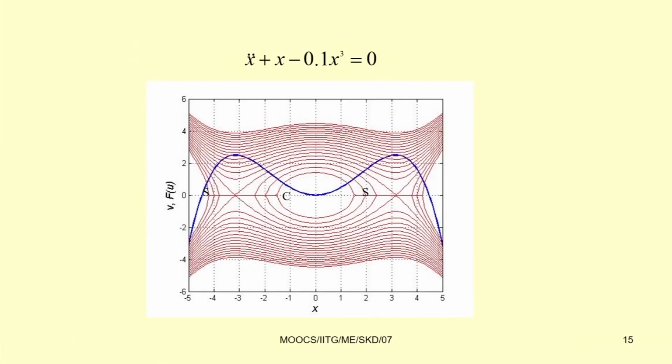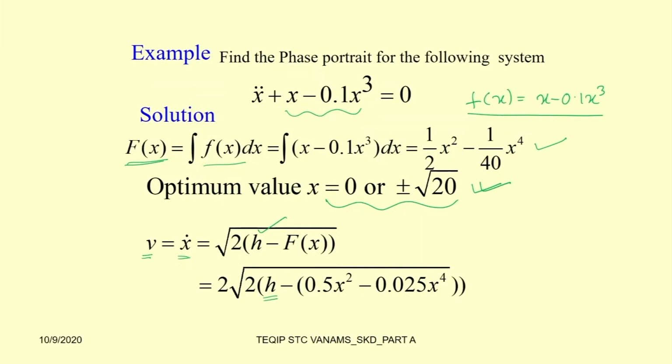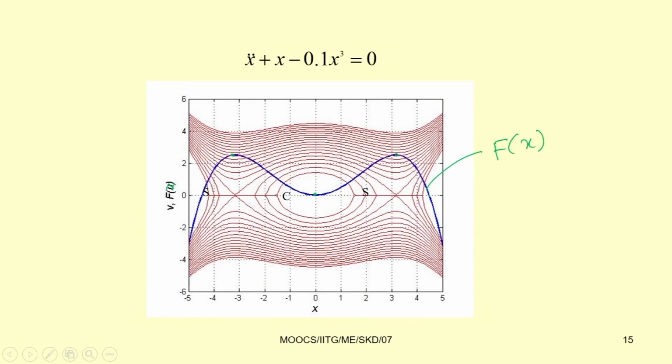By plotting this x versus x dot, first, this is the plot of F(x). This is the curve of F(x), this is v, this is x. You can see the potential energy has a maximum value at this position, a minimum value at this position, a maximum value again at this position, and again a minimum value at this position. So, this is the variation. If you plot F(x) versus x, you can get this curve.